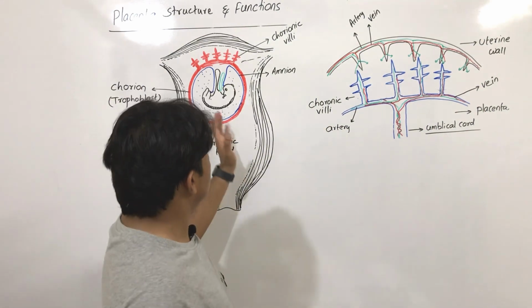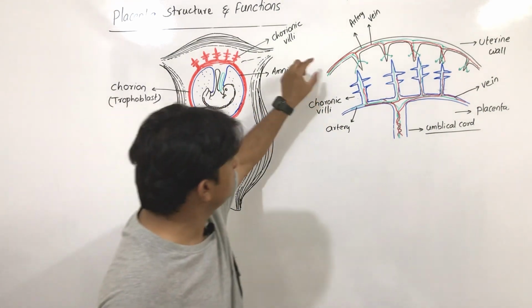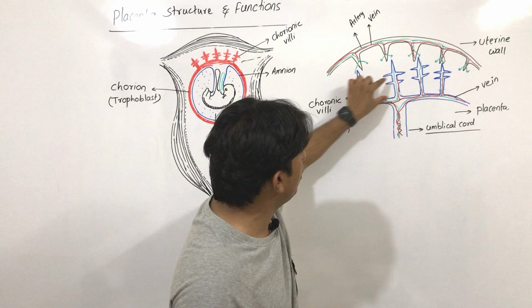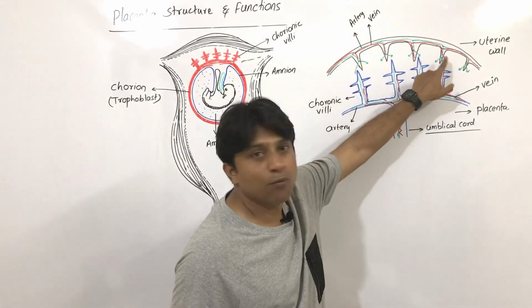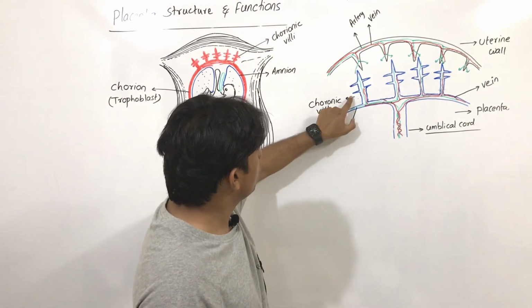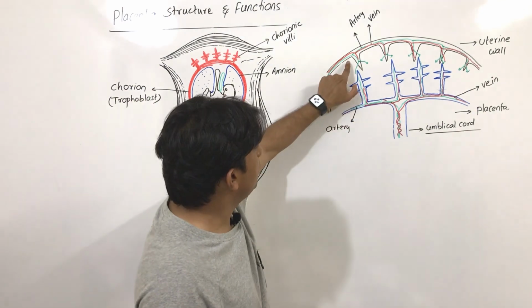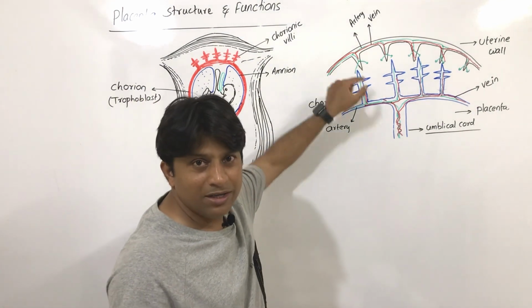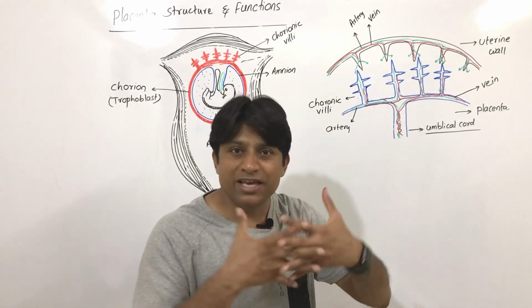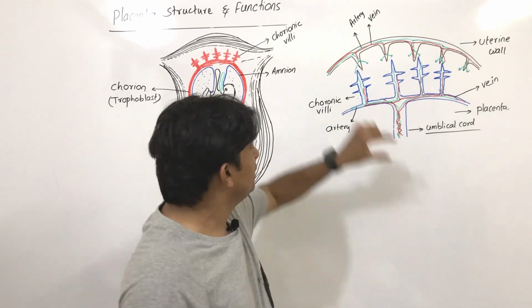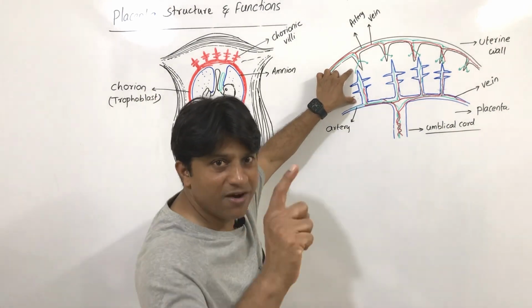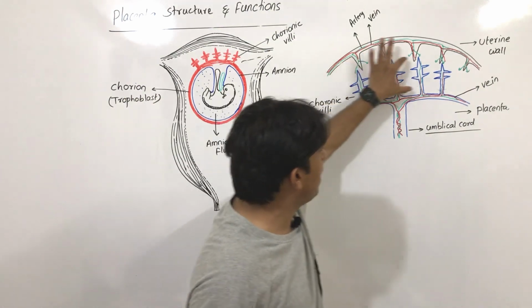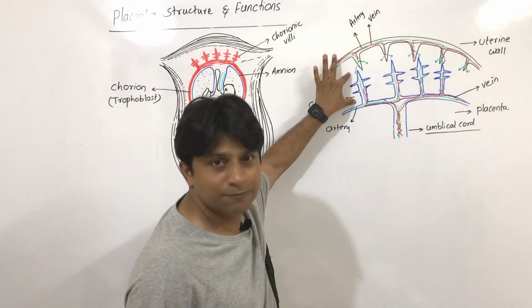Next, just come back to this diagram. This part is the chorion with chorionic villi, and this is the uterine wall. Now these chorionic villi and uterine tissues are interdigitated with each other and form the structural and functional unit which is called placenta. This part is placenta.